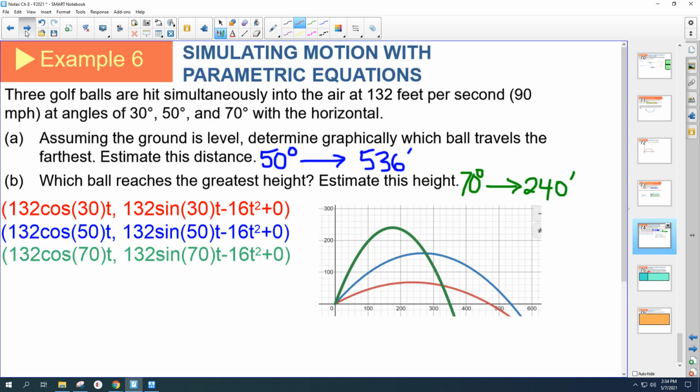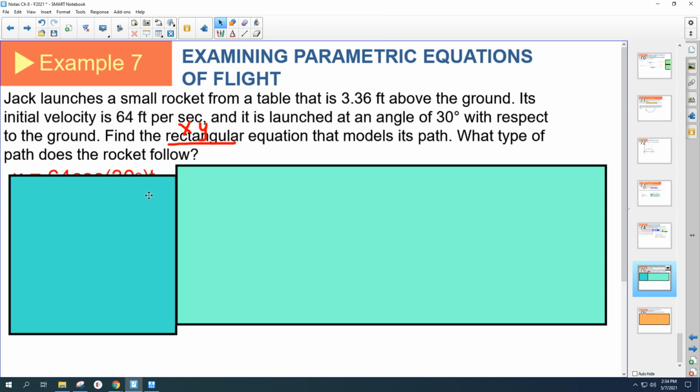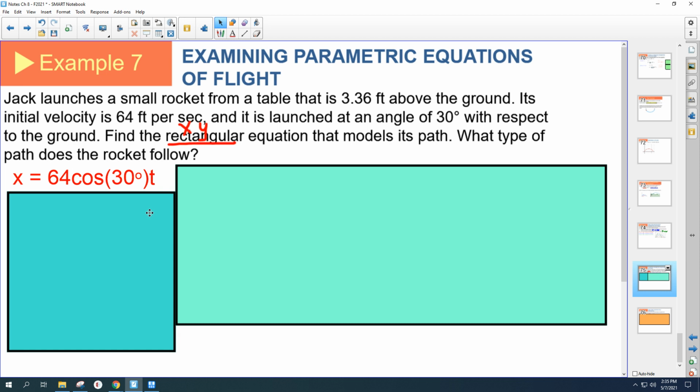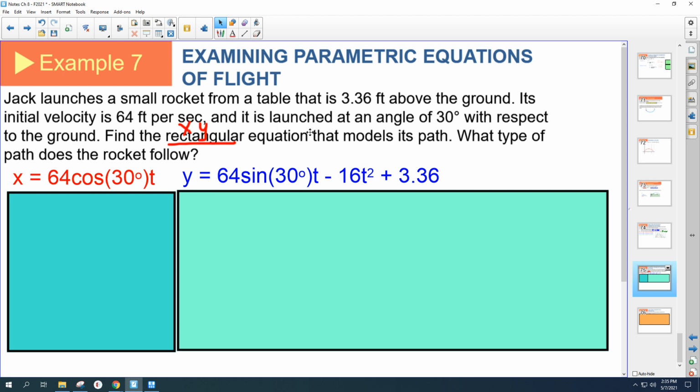So we already did one of these in part 1 of this video series. But what we're going to need to do is plug one equation into the other. All right, so your x equation and your y equation look like this. Notice this one has an initial height of 3.36, so that's this number over here. Sometimes you'll switch this around so the negative 16t squared is in the front. I think that probably makes more sense, but this was the way it was given to us in the notes.